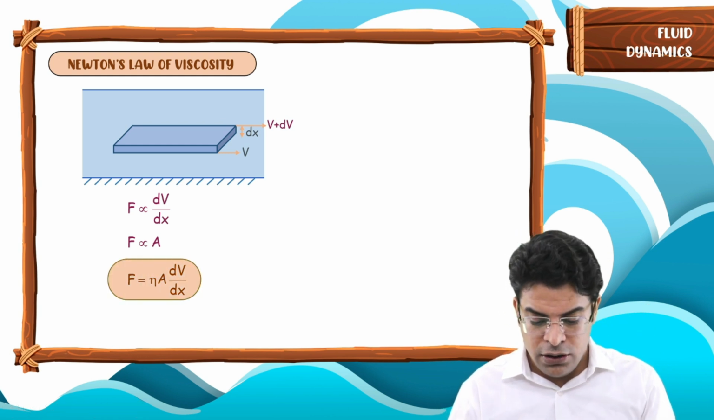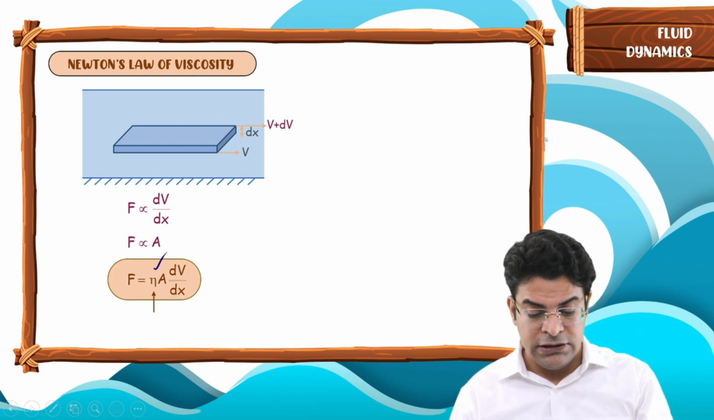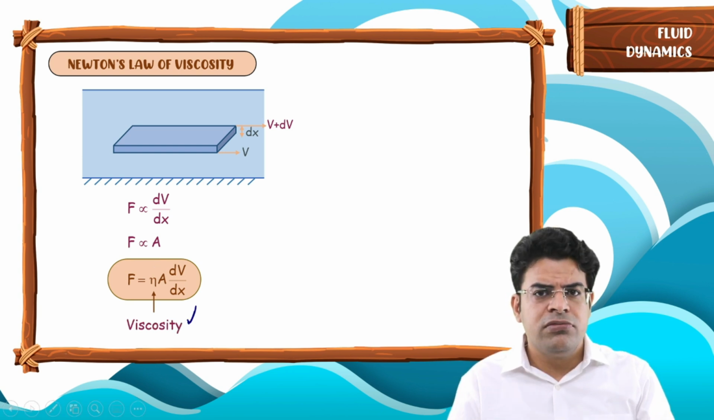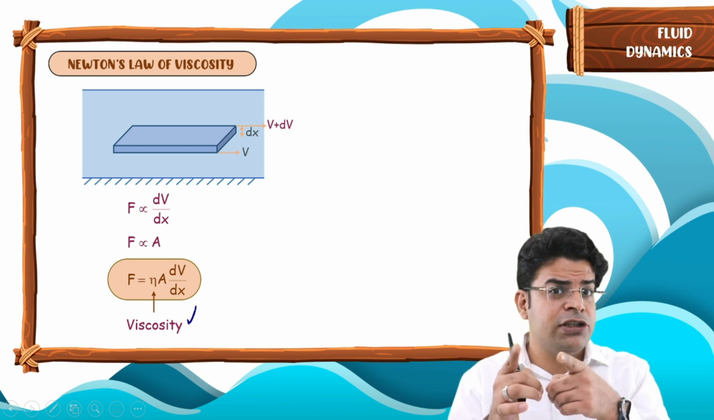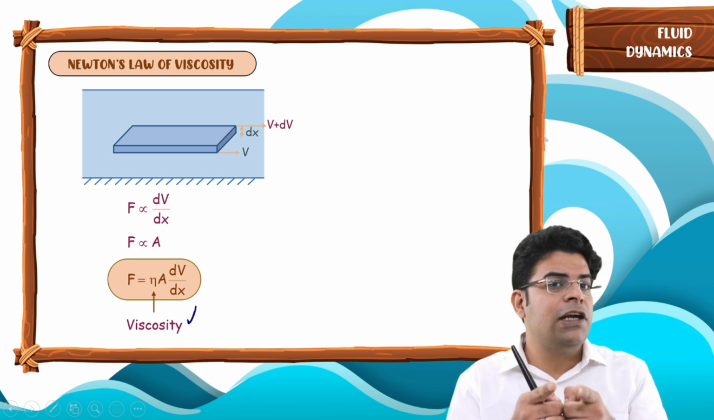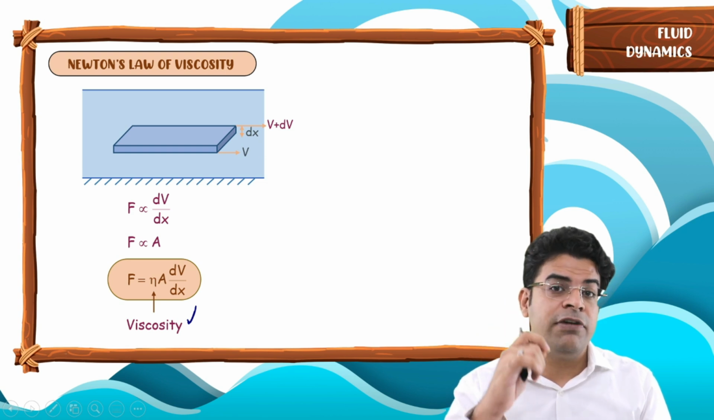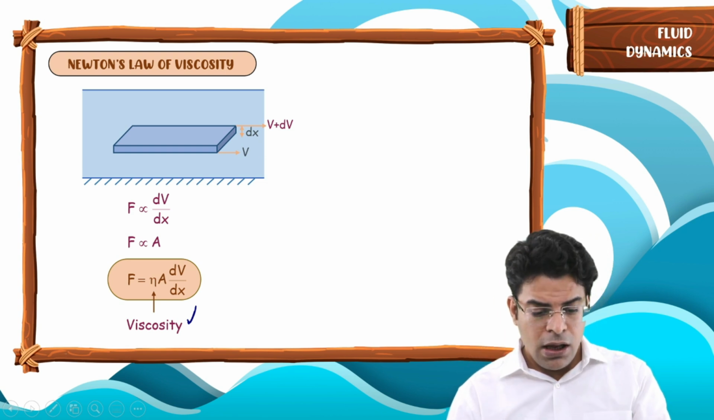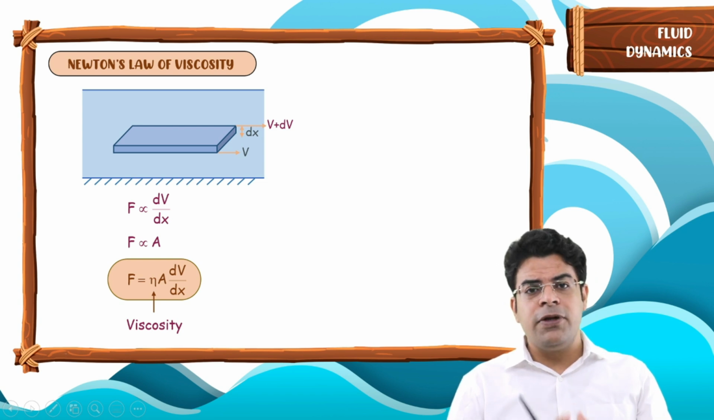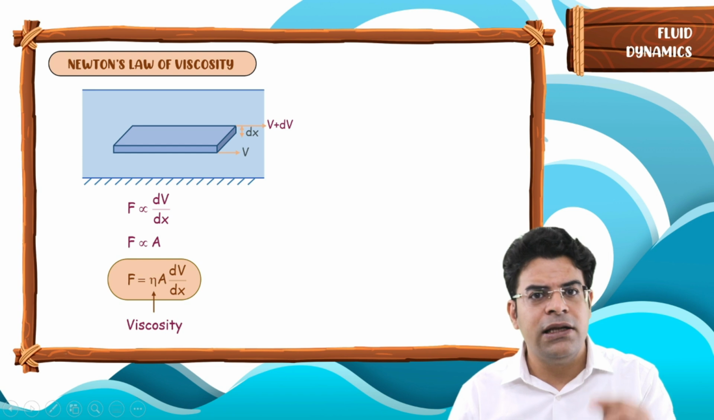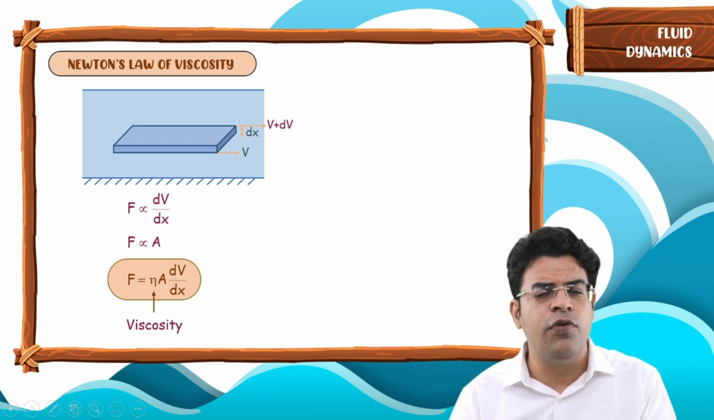Now remember that this quantity eta is the viscosity. Viscosity depends upon what? The type of material and temperature. For liquids, on increasing the temperature, the viscosity decreases, and for gases, on increasing the temperature, the viscosity increases. Now, many a time people say that viscosity is nothing but fluid friction. But do understand the viscous forces are different from the frictional forces.